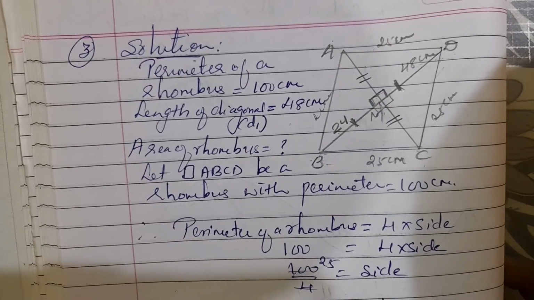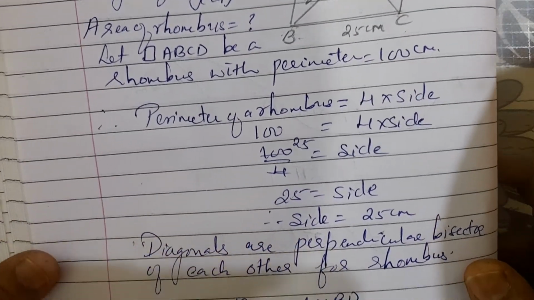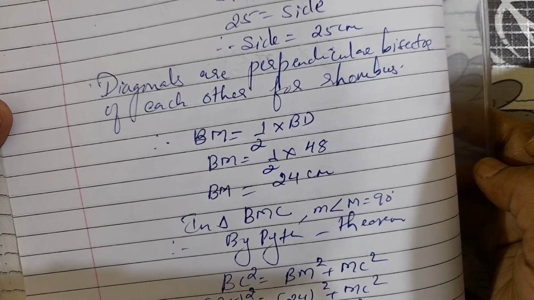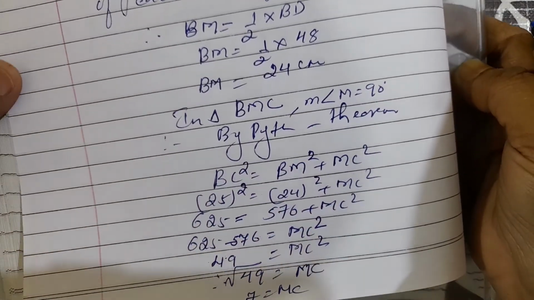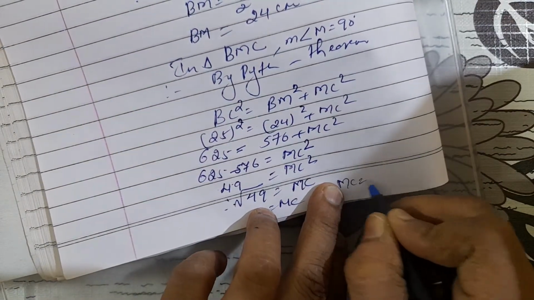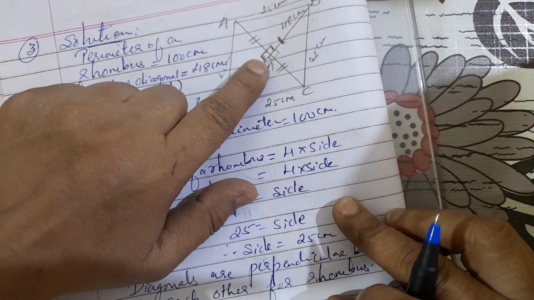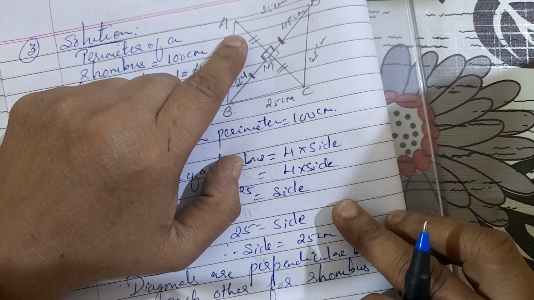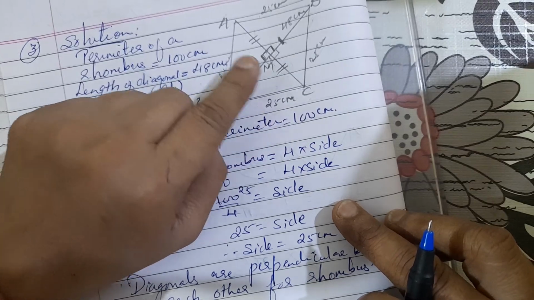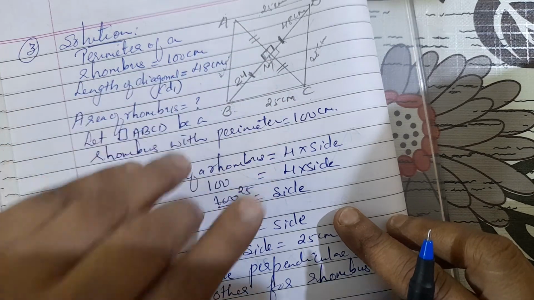So children, I am first sharing the screen. At least you can copy this much. Okay, so you can write down, therefore MC is equal to 7 centimeter. Now see children, this MC is 7 and AM will be equal, because both AM and MC are of equal length. So if this is 7, this also will be 7, that means AC will be 14 centimeter.